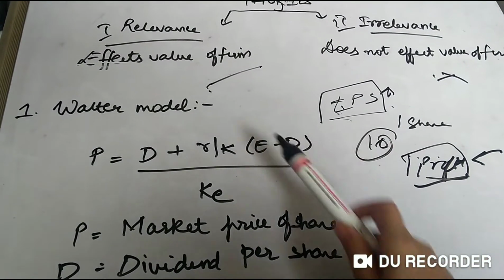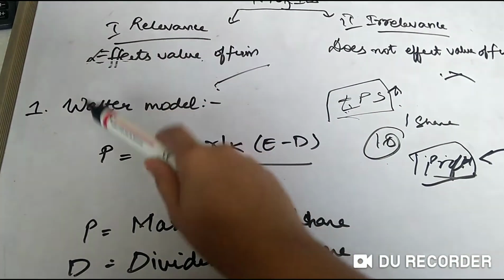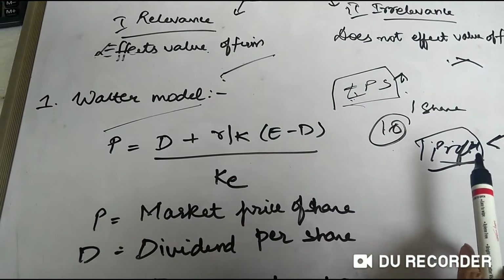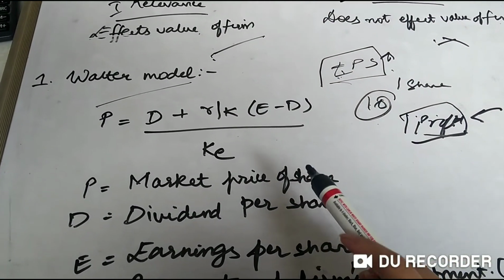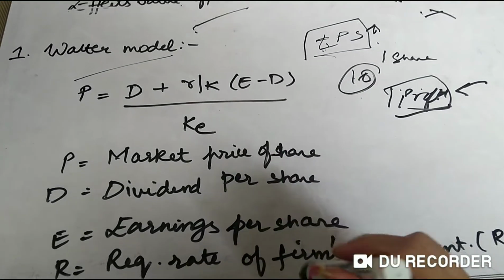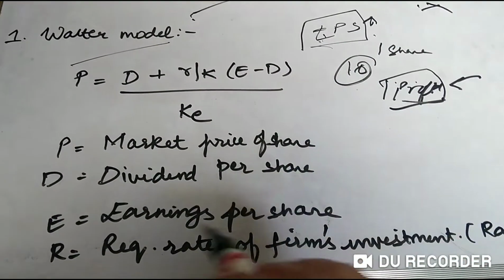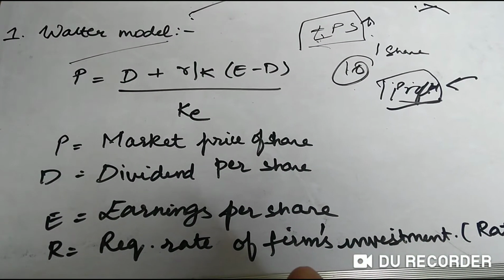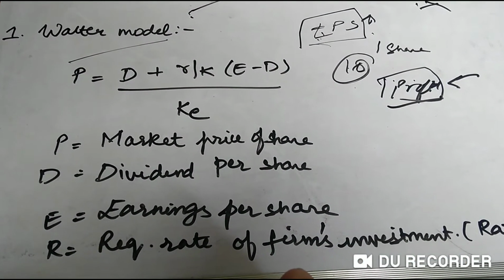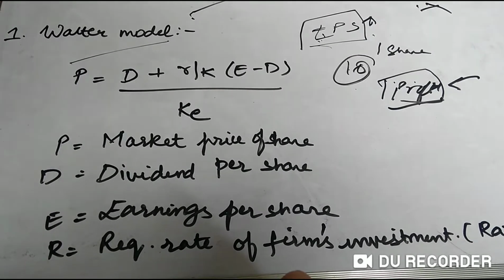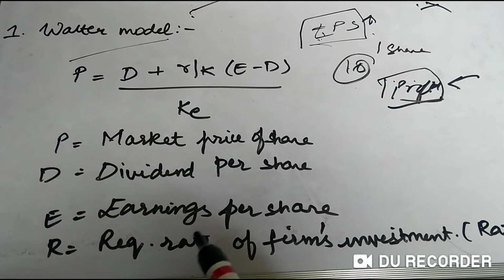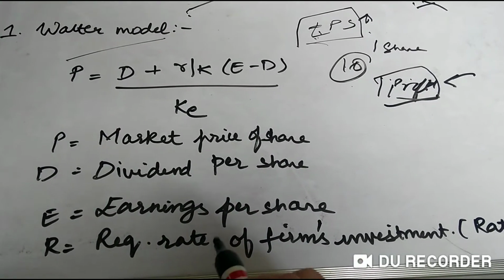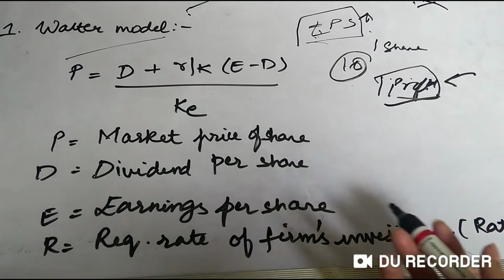So today the first one, under relevance theory, is the Walter model. This is a very important model. It has come twice in the last 5 years in the OU examination paper. This is the formula you require: P = (D + R/KE (E - D)) / KE. Here P is the market value of share, D is dividend per share, E is earnings per share, and R is the required rate of return of the firm's investment.